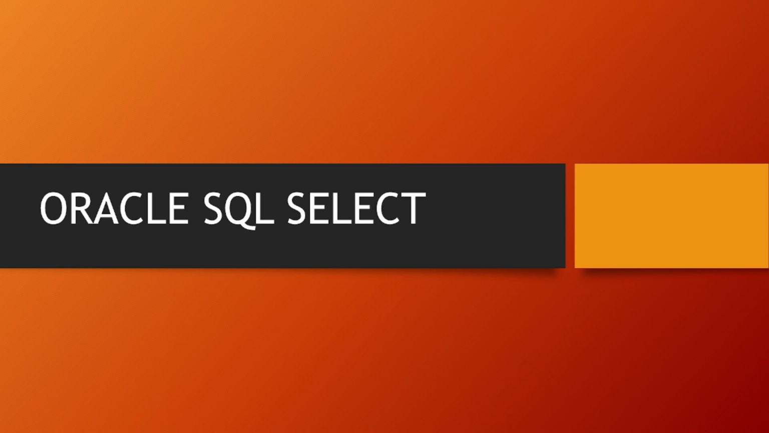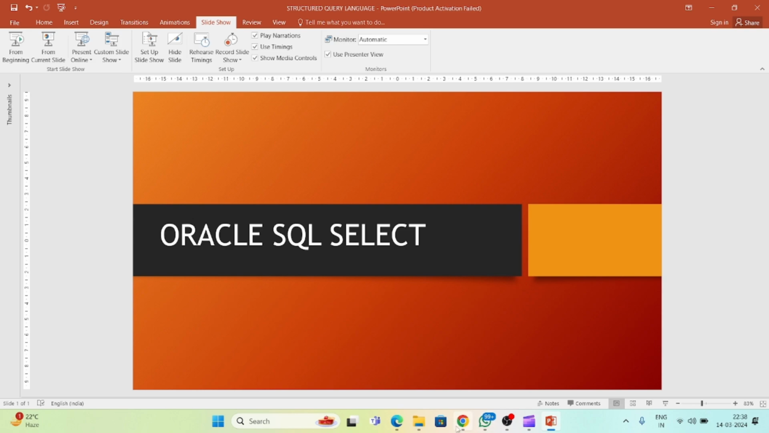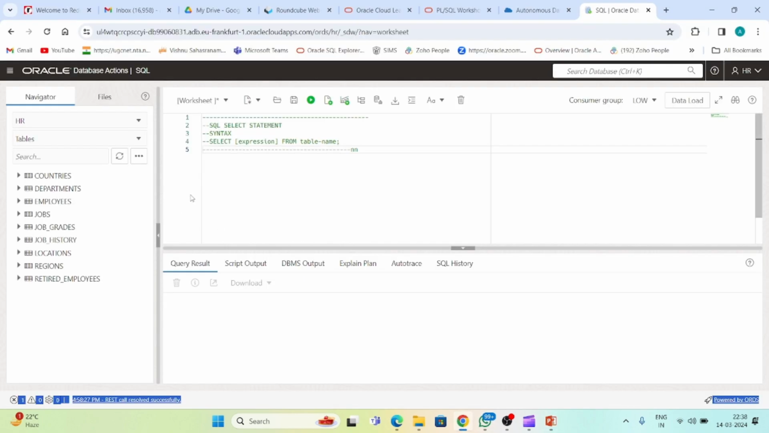For the SQL statement, we'll open up the SQL Developer tool, and here, as you can see, I am connected to the HR user. This is the sample schema provided by Oracle, and I'm going to work with its employees table. Before we start with this employees table, first let us see the syntax.